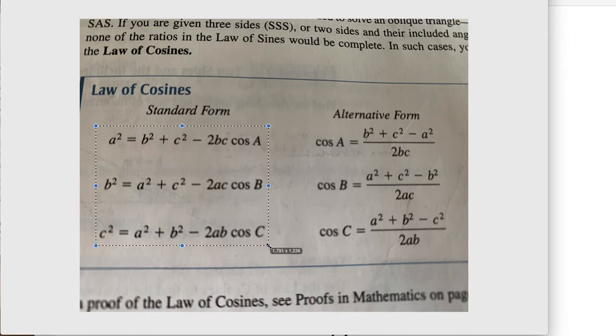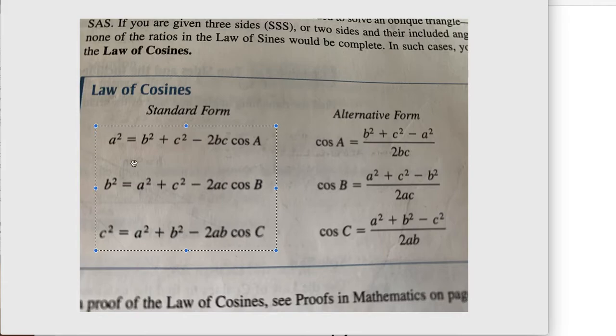All three of these are the same. So if I want to look for angle A or side A, I'm going to use this formula. If the first thing I want to find is angle A, I'm going to use this formula. If the first thing I want to find is side B, I'll use this formula. If the first thing I want to find is angle B, I'll use this formula. Side C is this one, and angle C is this one.